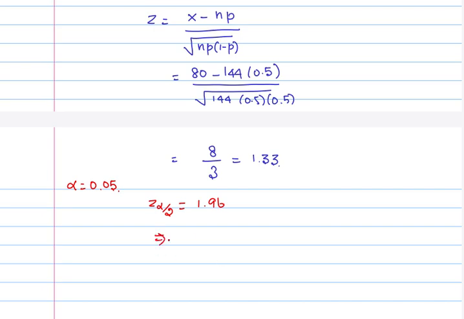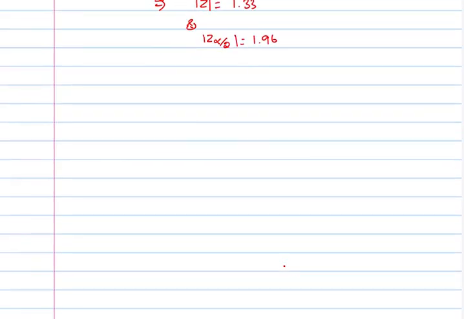This implies mod z value is 1.33 and mod z alpha by 2 value is 1.96. This implies mod z is less than mod z alpha by 2. So this implies we do not reject the null hypothesis.